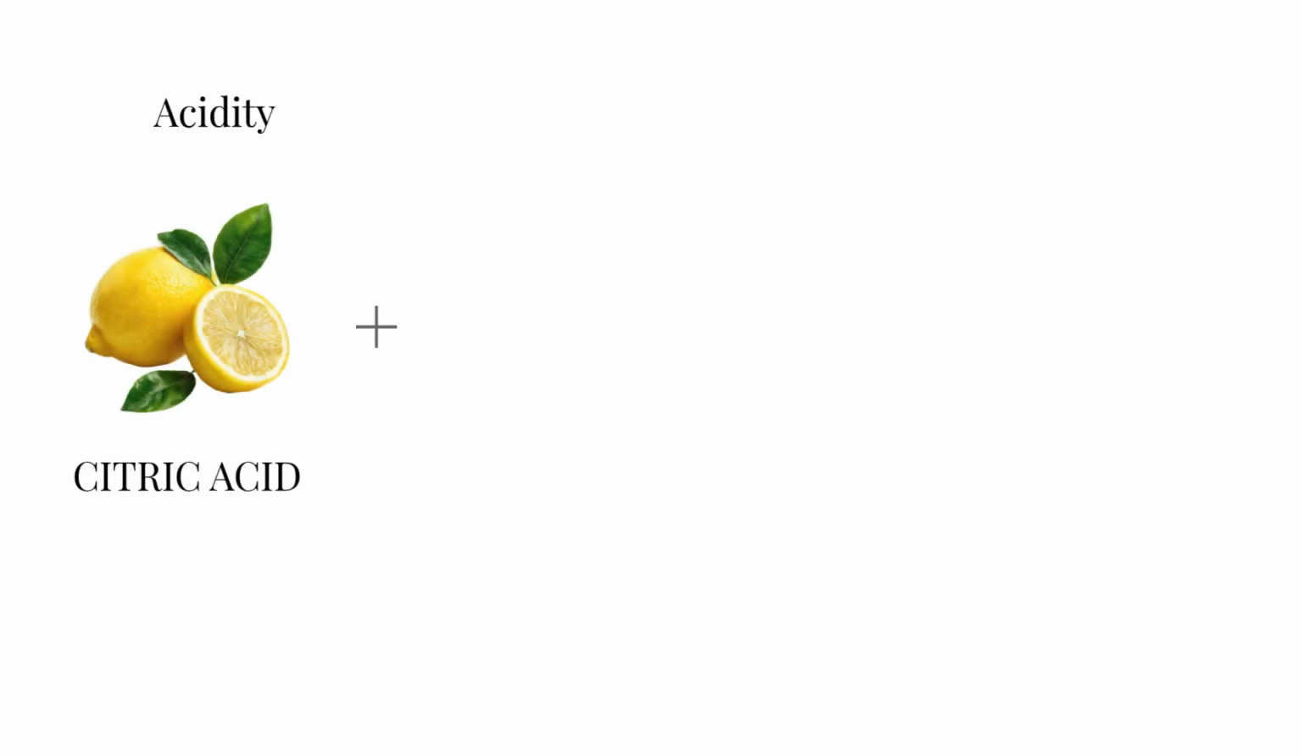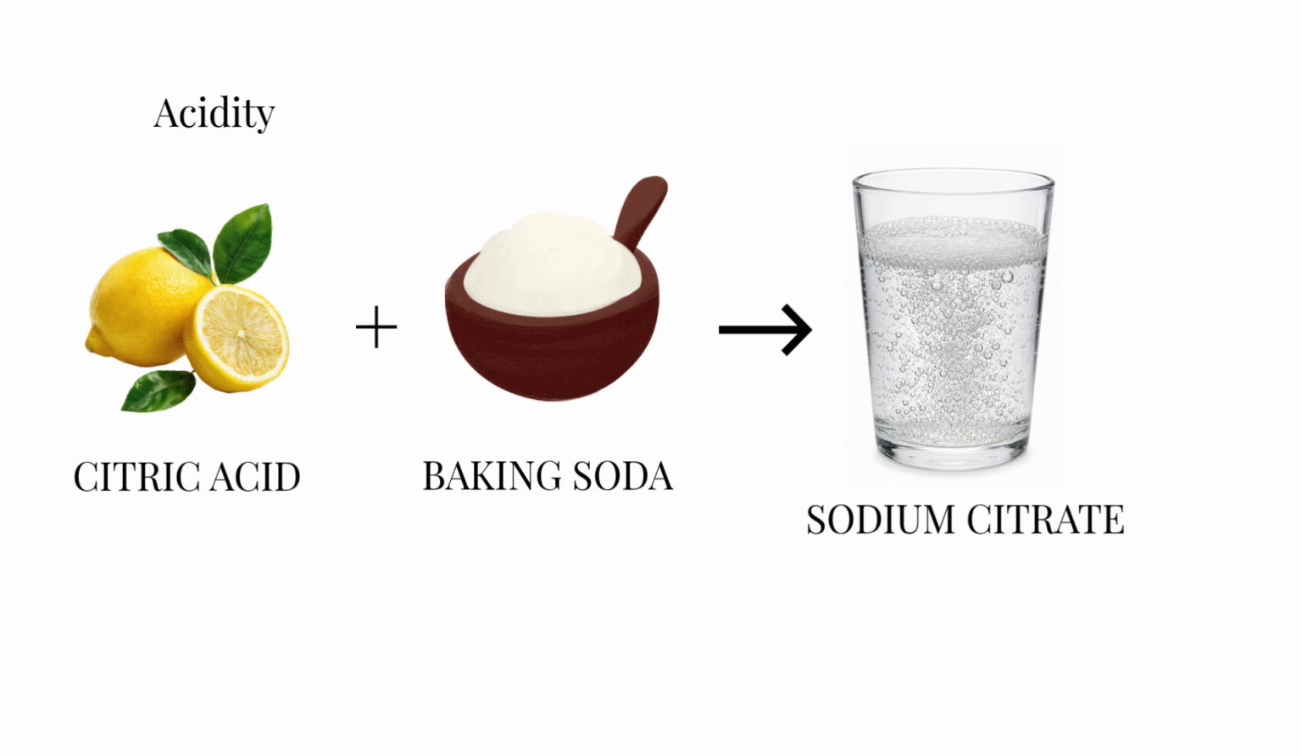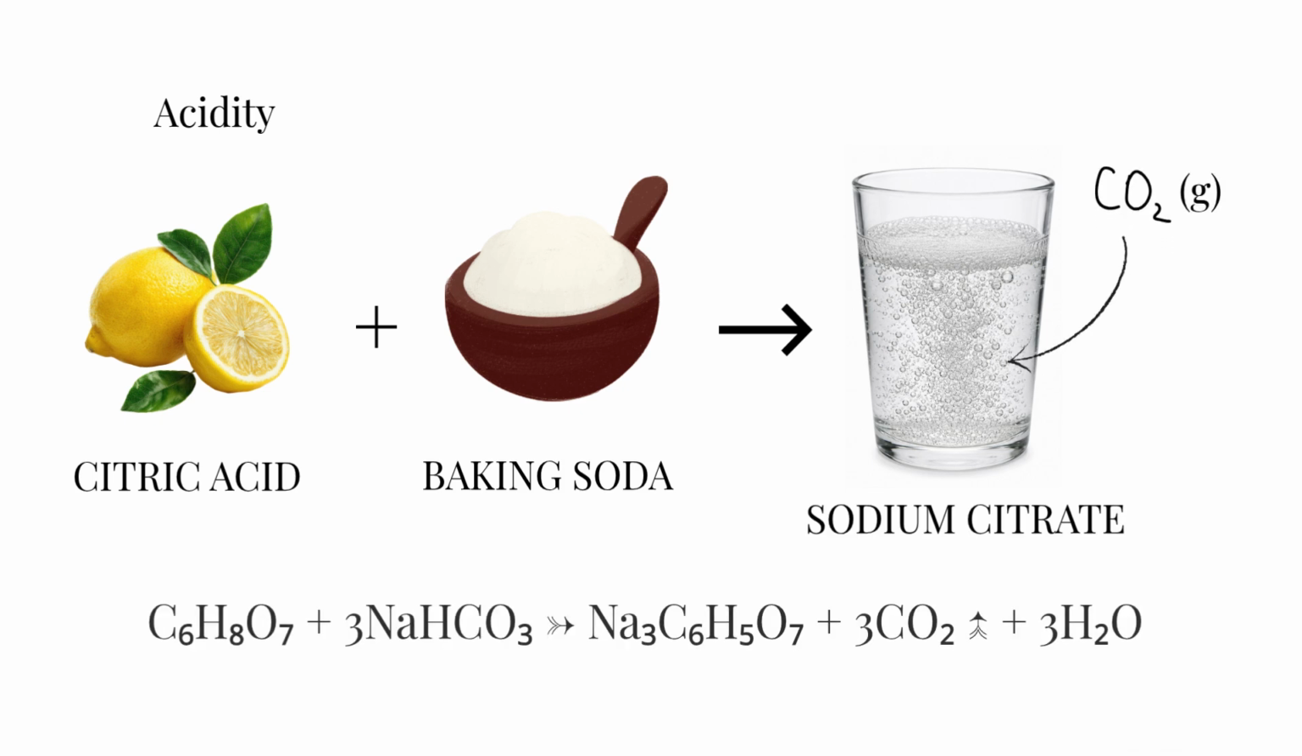Now, let's look at another example of chemical property, which is acidity. When lemon juice reacts with baking soda, bubbles are formed. These bubbles are carbon dioxide gas. Since new substances like sodium citrate, water, and carbon dioxide are formed, this is a chemical change.